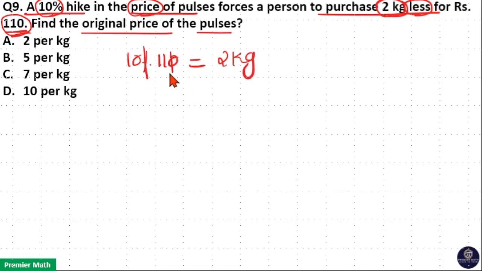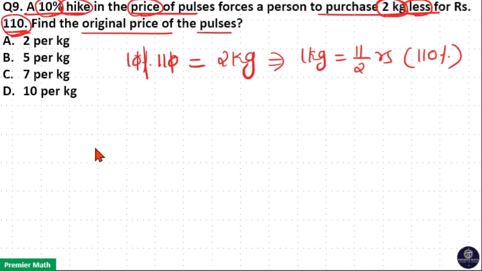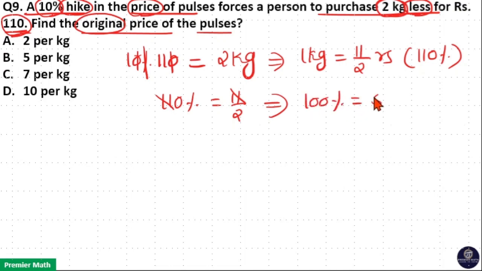Here percentage and 00 cancel. 2 kg price is equal to 11 rupees means 1 kg price is equal to 11 by 2 rupees. Now this price is the increased price, which means 10% increment means this is 110% is 11 by 2 rupees. Now if 110% is 11 by 2 rupees, then we need to find out the original price, which is 100%. Now 11 cancel. 20% is equal to 1 rupees means 100% is equal to 5 rupees. So option B is your answer.